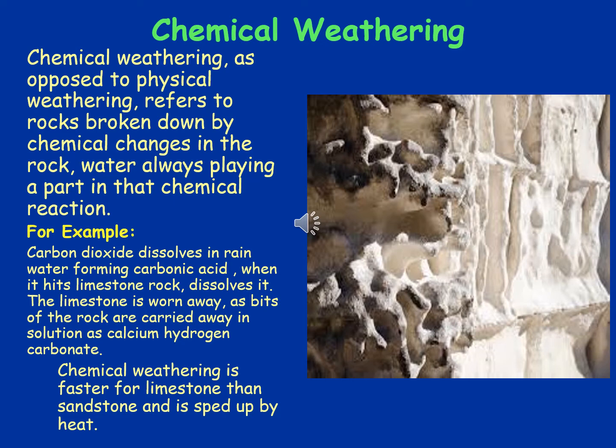For example, carbon dioxide dissolves in rain, forming carbonic acid, like acid rain. When it hits something like the picture you're seeing, limestone, it dissolves the limestone and changes the chemistry of what washes out of the limestone. As the limestone is worn away, calcium hydrogen carbonate solution is what is washed out. So chemical weathering is faster for limestone than sandstone, because limestone is much more porous and soft and more easily weathered in this way. And heat always speeds up the chemical weathering process, if the weather is warmer or the water is warmer, whatever is doing the chemical weathering.